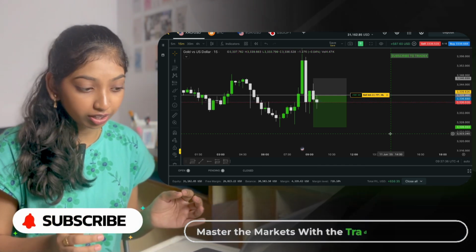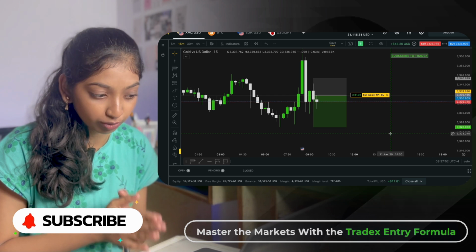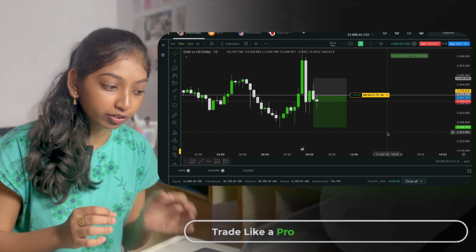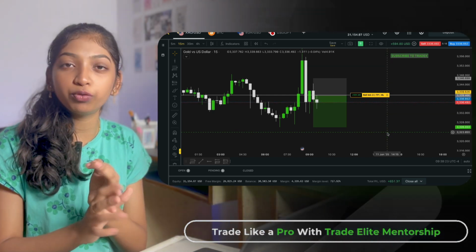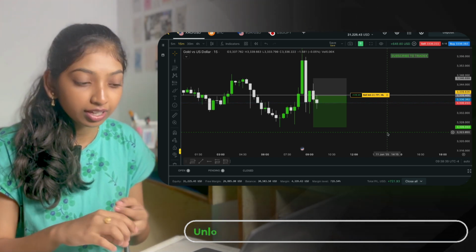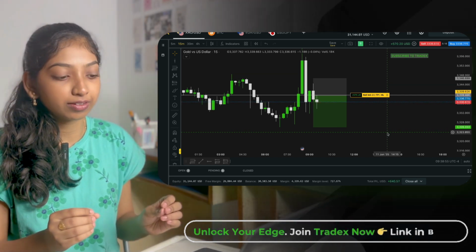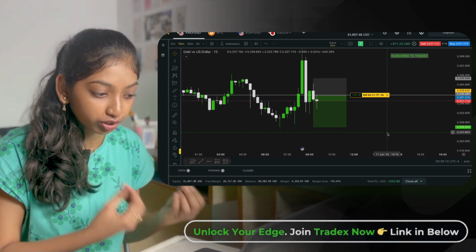Now that the trade is running, this is where most traders lose money. Not because of the entry, but because of their mindset. Are you panicking, moving your sell, or removing your TP? That's what kills consistency. So why? Let me show you the structure here.